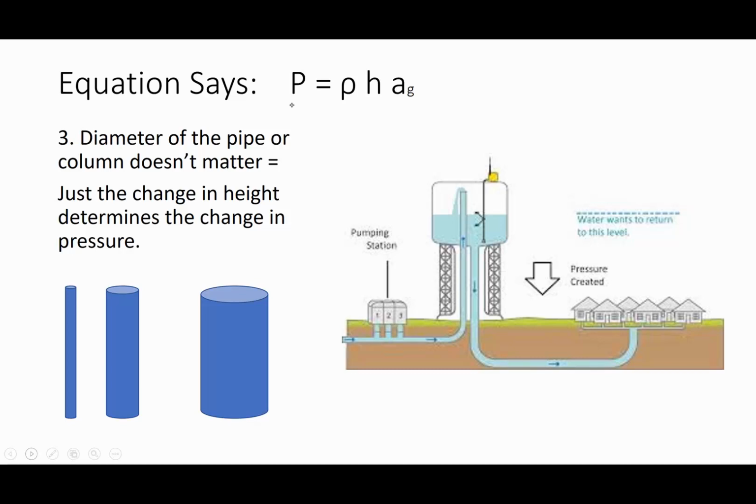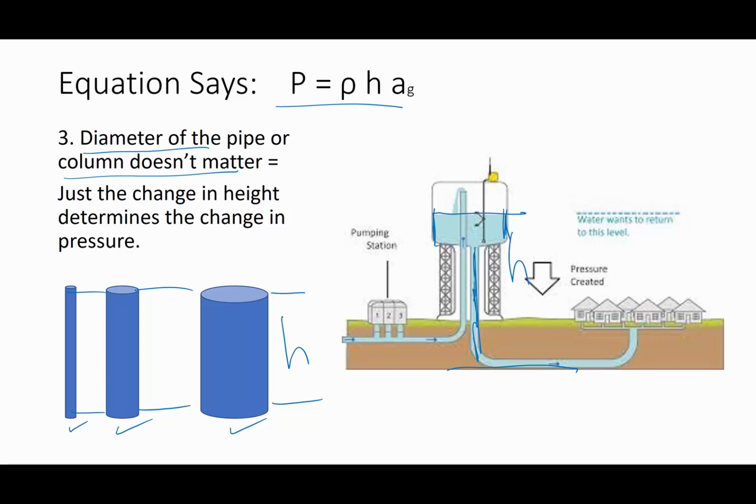Here's the other cool thing this equation says. The diameter of the pipe doesn't matter, just the height of the column. So if you have a skinny pipe, medium pipe, fat pipe, it doesn't matter. Height's the thing that's going to determine pressure, not the diameter of the pipe. So if you've got a water tower that goes from here down to the water main down here, it doesn't matter that this is a fat part of the water tower and this is a skinny part of the water tower. It's the height that's going to determine pressure, not the fact that part of it's a fat pipe and part of it's a skinny pipe. It is just going to be the height that determines the pressure.